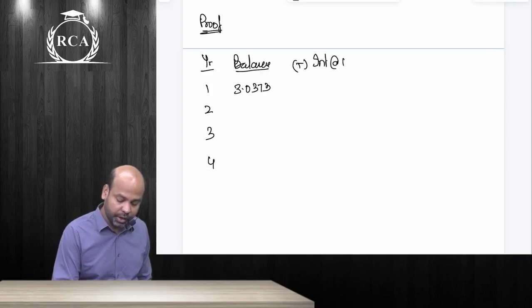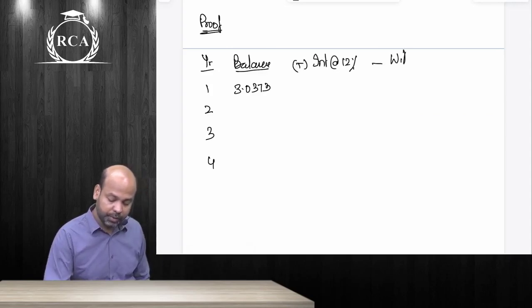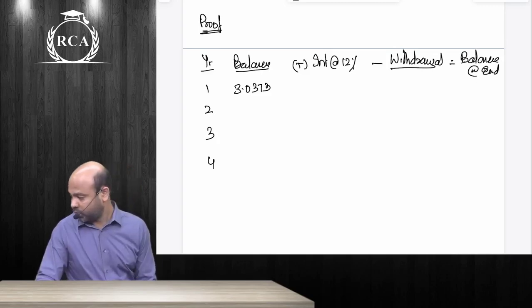We are withdrawing how much? 1 rupee. The withdrawal, beta, is 1 rupee every year. Keep writing what is the balance that you will have in the account at the end. Finish this calculation, beta.